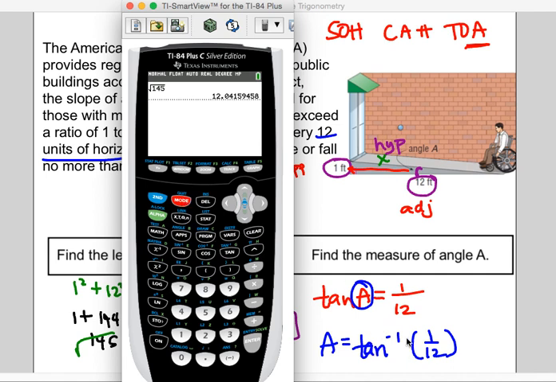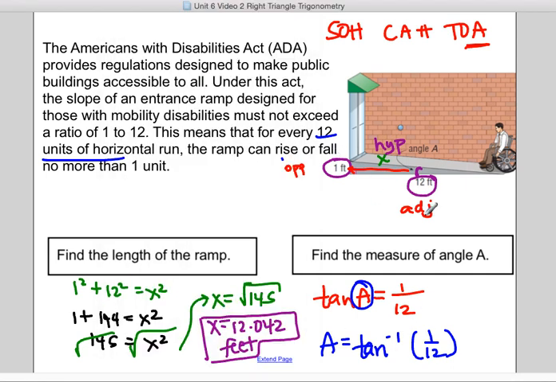If I want to find tangent inverse, it's above tangent, so it's second tangent, 1 divided by 12. And this tells me angle A has to be 4.76, and the 3 tells me to round down to 4 degrees. So angle A has to equal 4.764 degrees in order to be in regulation. So that is our little example.